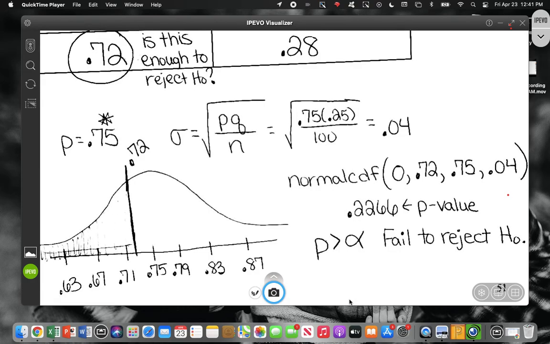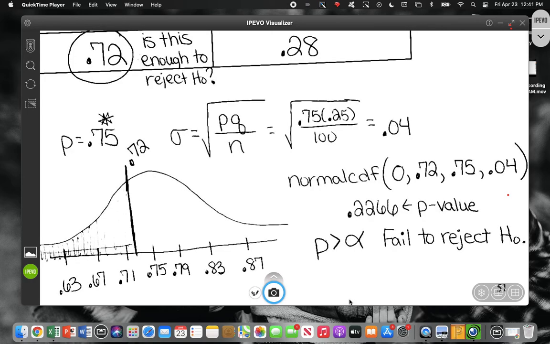Fail to reject. We never say accept. Because really, do you think it would be appropriate to write that we accept a H0? We reject it or we fail to reject it. Never accept. Accept is certainty. So we just try to stay away from those words that mean absolute certainty.